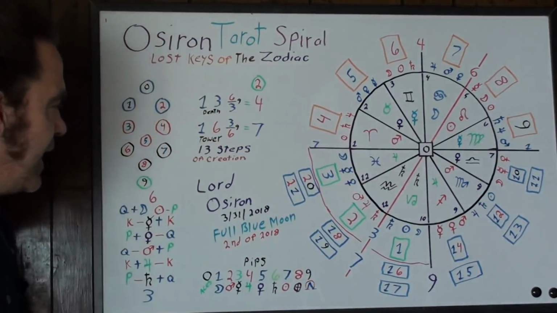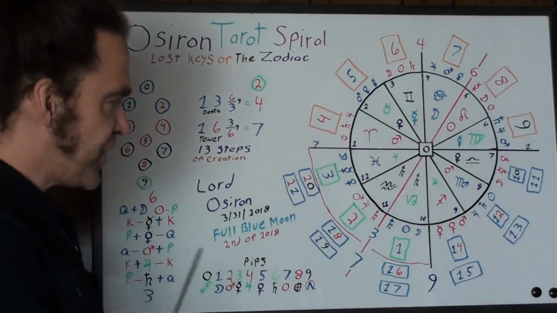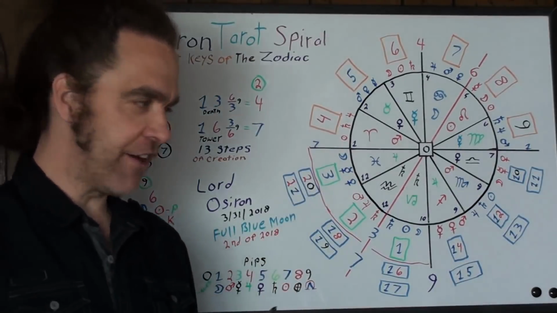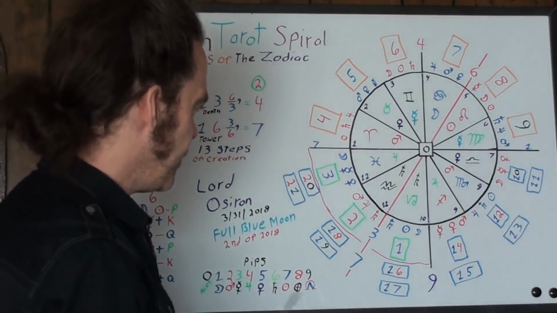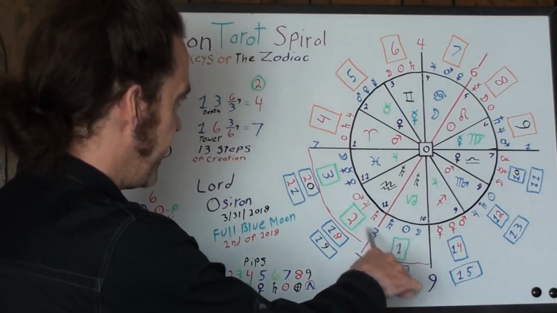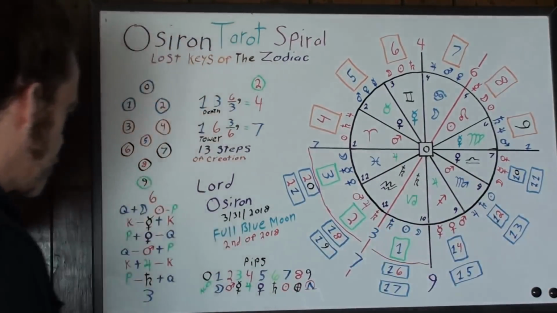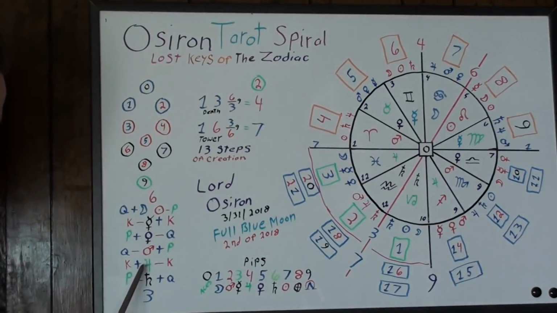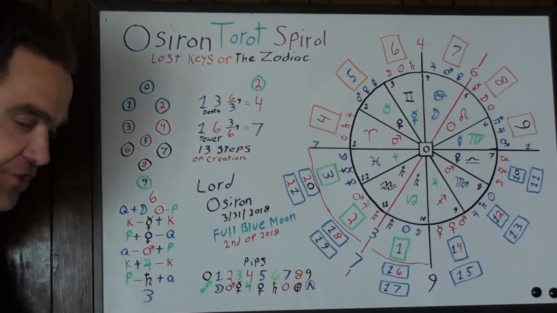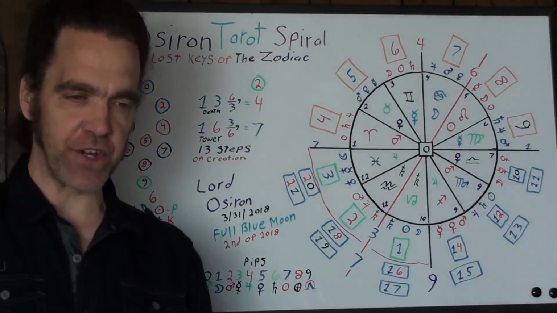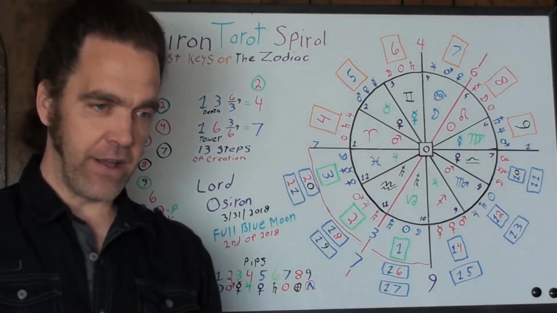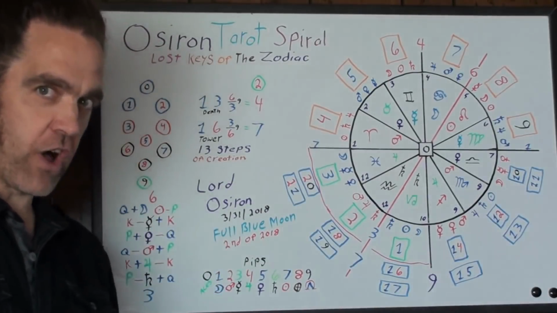And the Osiron Tarot Spiral uses the entire tarot. It uses the tarot trumps, which you see here going around a spiral. It uses the court cards, which show up here on the axis of the Great Lord, or the planetary axis. And the court cards are actually one of the most powerful aspects of the tarot. It really does cover a lot in this.